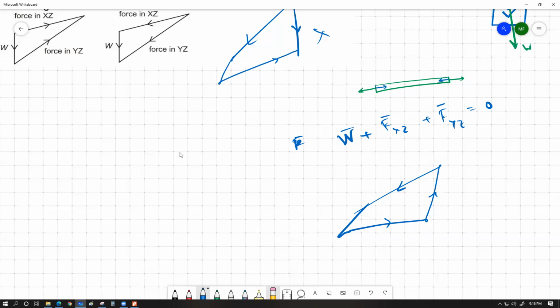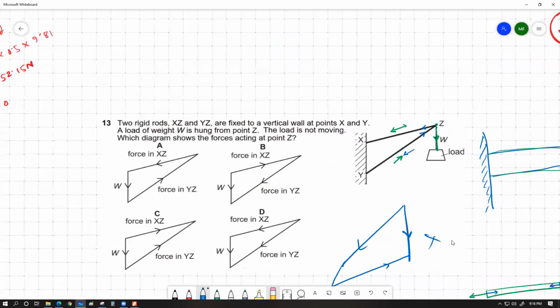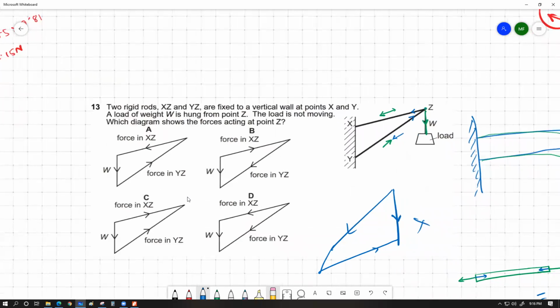Exactly. So this logic that I just told you is good enough to solve this problem, because if you look closely at all of these figures, you will only find one figure where all the forces are properly arranged in that manner. A is your correct answer, because this is the only figure where these three forces are in a continuous cyclic order. B is not. You can see that these forces start from this point.